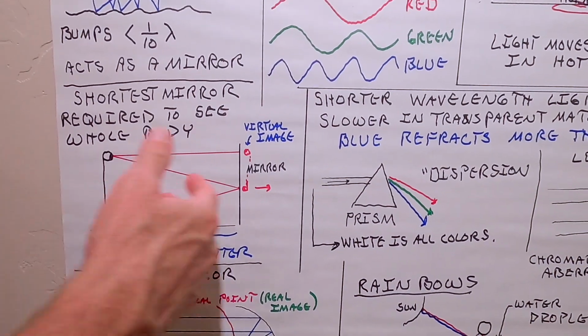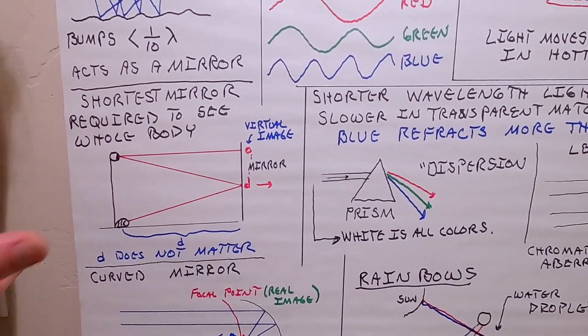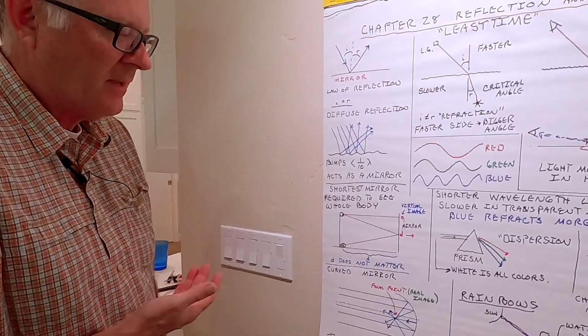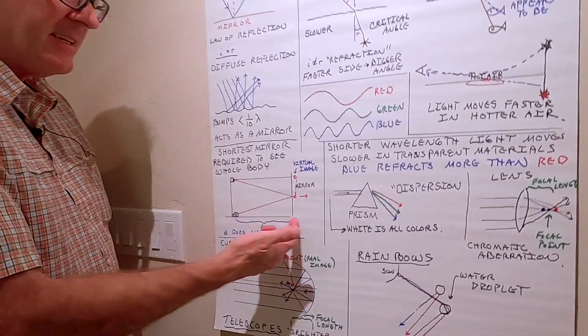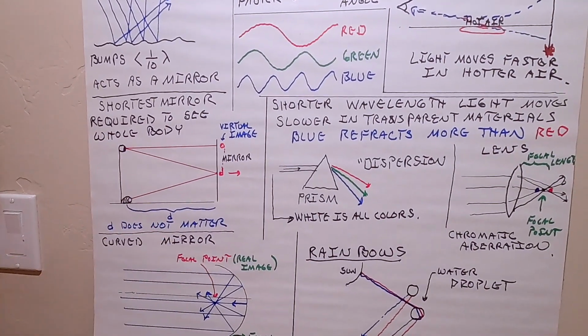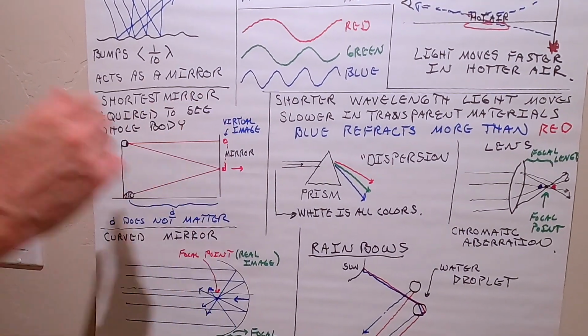So let's say you go into your bathroom right now and your mirror cuts you off right here. If you walk back, you don't see any more of yourself. Why? Because the distance has nothing to do with how much you see. Try it. Okay, that's for flat mirrors.